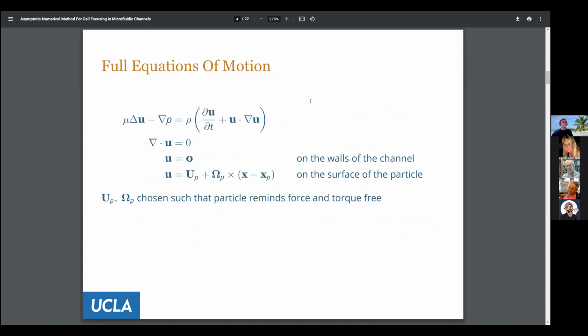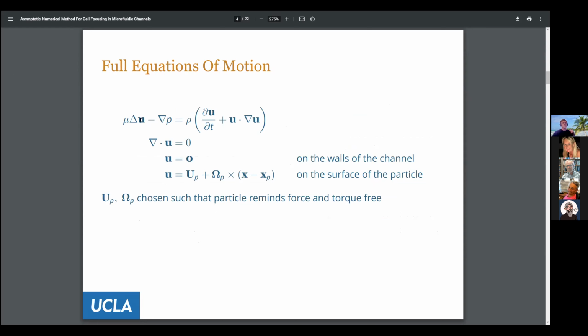Okay, so here are the full equations of motion. We have the nonlinear Navier-Stokes equations along with their divergence-free condition, and no-slip walls on the boundary. The third one says that there's a rigid body motion on the surface of the particle, and that the motion has to be chosen such that the particle remains force and torque free with respect to the fluid.